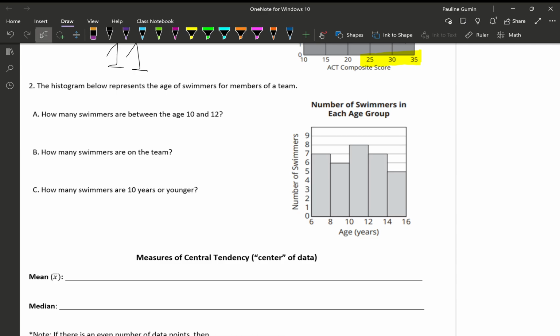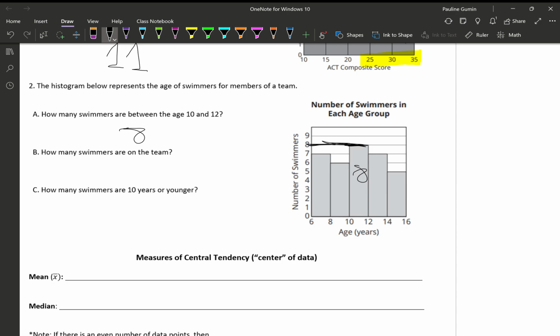The histogram below represents the age of swimmers for members of a team. Letter A. How many swimmers are between age 10 and 12? Well, here is the bar, and it goes up to here. So that's 8. 8 swimmers are between 10 and 12.